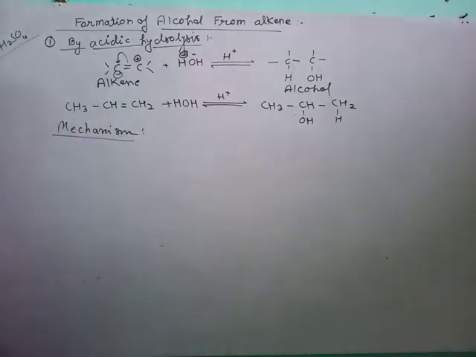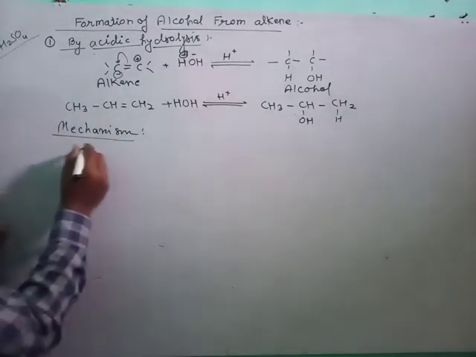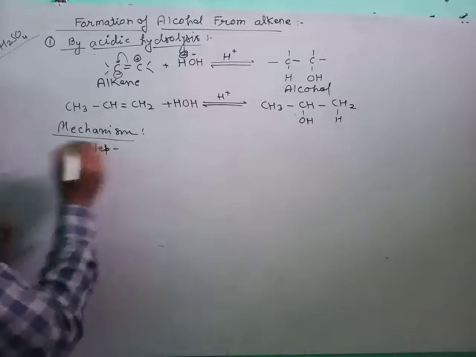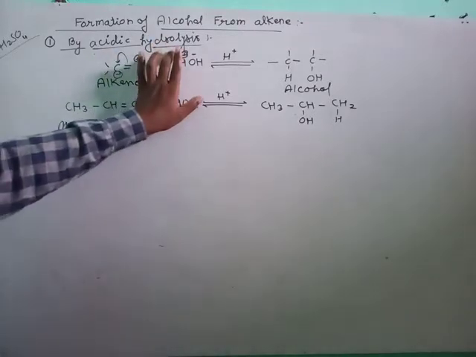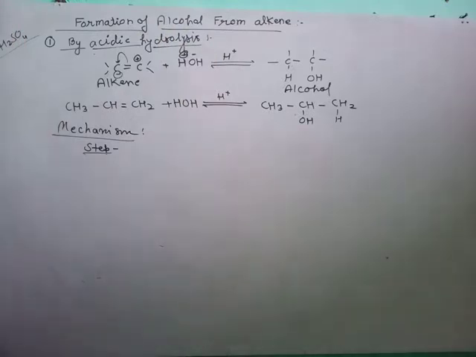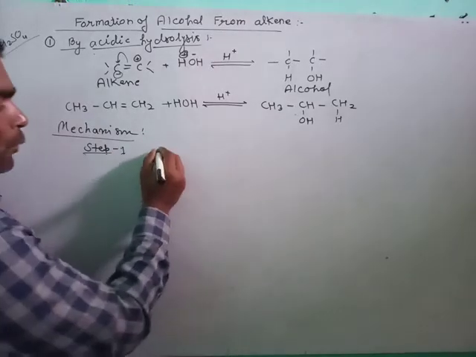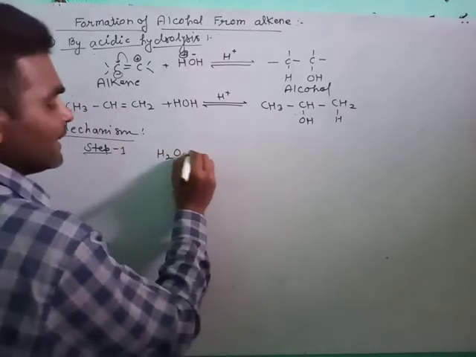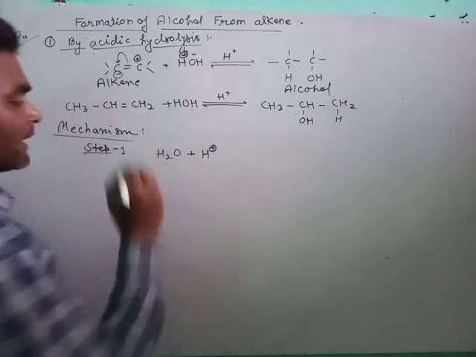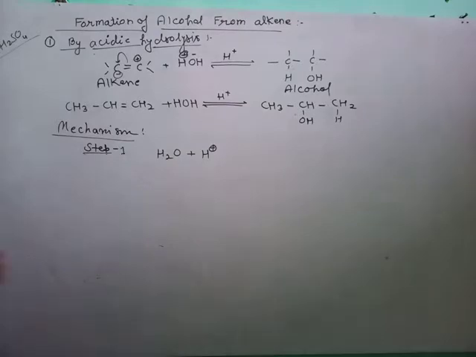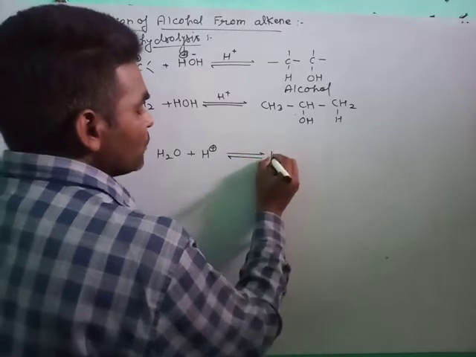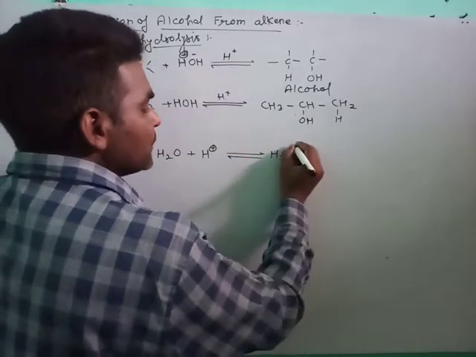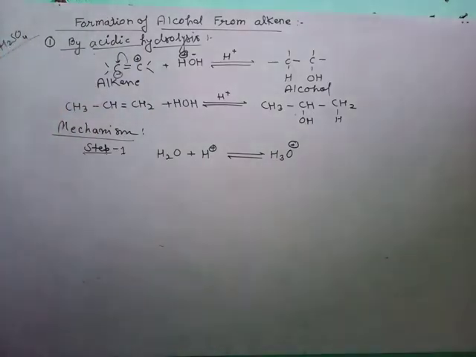The mechanism can be explained in three following steps. In the first step, this reaction is hydrolysis. Hydrolysis reaction in the presence of protonic acid. So this is the most important point, the proton. In the first step, a water molecule H2O accepts a proton, H2O plus H plus, meaning the water molecule accepts a proton and forms hydronium ion, H3O plus.